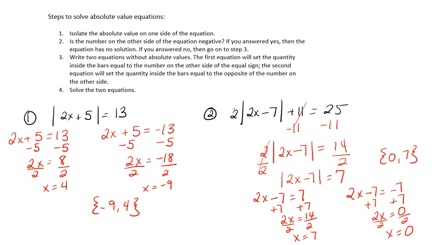Get the absolute value by itself. See if it equals a positive or a negative or a 0, and then set up your equation. If it's positive, you set up your equations. If you get a negative, there'll be no solution.